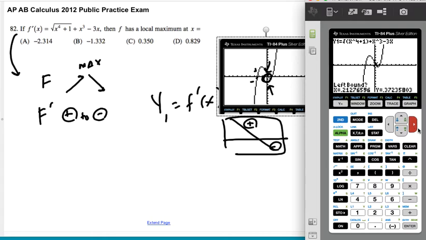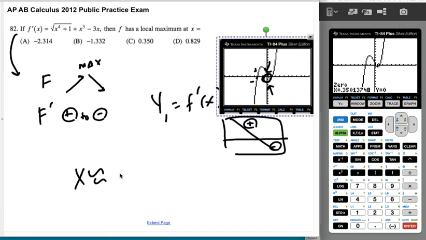and then I know what 0 I'm looking for. So I'm to the left of that 0, I cross the axis, now I'm to the right, and there you go. So I get that this one is when x is approximately 0.350, which is this guy. That's my answer C, right?